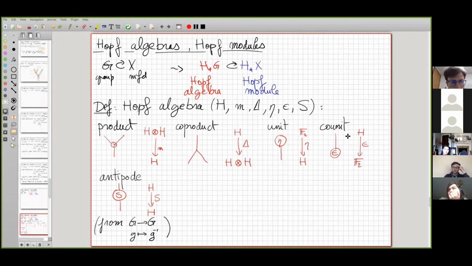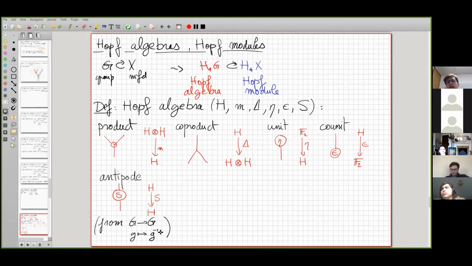So this is how these maps go. For example, the product goes from H times H to H. I will denote the coproduct this way, which will really be analogous to what we did before. Then you have a unit for the product and a co-unit for the coproduct. And there's something else called the antipode, which would be the map induced by the map from G to G that takes g to its inverse.